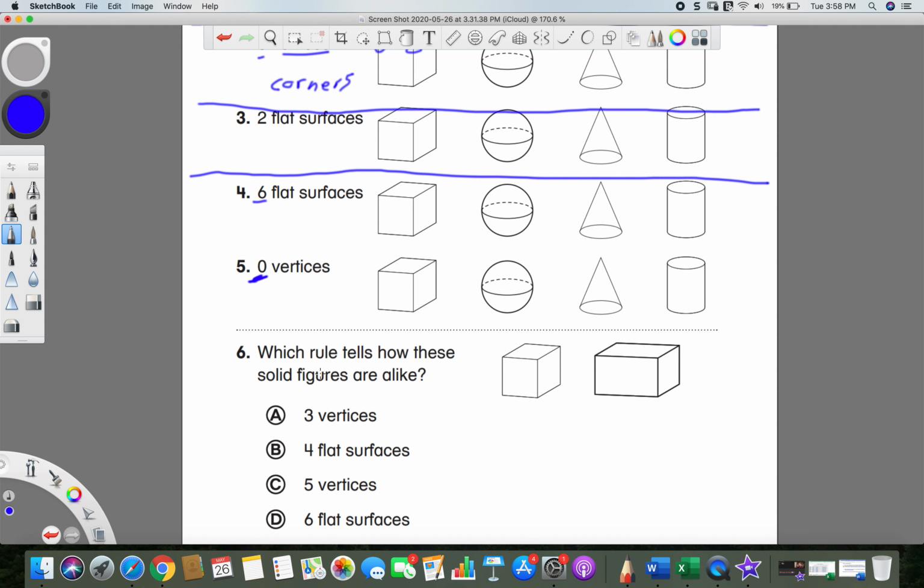Okay, number 6. It says, which rule tells how these solid figures are alike? So, this cube and this rectangular prism, how are they the same? Is it A, they have 3 vertices? Is it B, they have 4 flat surfaces? Is it C, they have 5 vertices? Or is it D, they have 6 flat surfaces? All right, and that's it. That's your assignment for today, guys. Answer numbers 1 through 6.